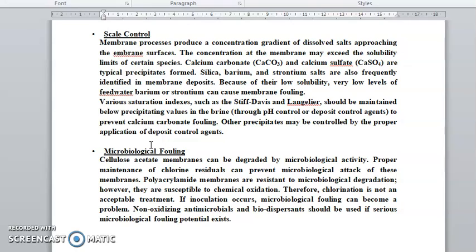Okay. Microbiological fouling. Cellulose acetate membranes can be degraded by microbiological activity. Proper maintenance of chlorine residual can prevent microbiological attack of this membrane. Polyamide membranes are resistant to microbiological degradation. However, they are susceptible to chemical oxidation. Therefore, chlorination is not an acceptable treatment. Okay, if infection occurs, microbiological fouling can become a problem.